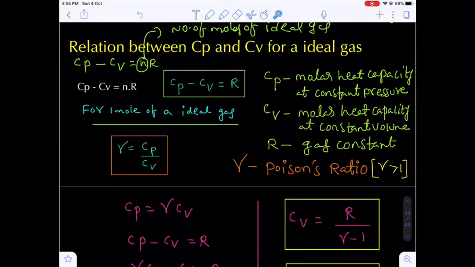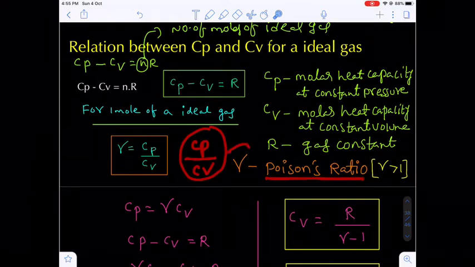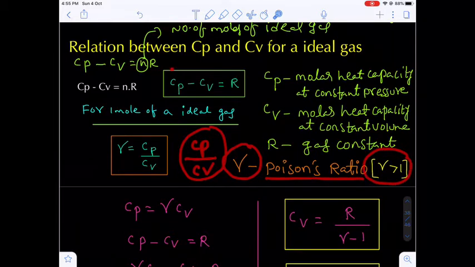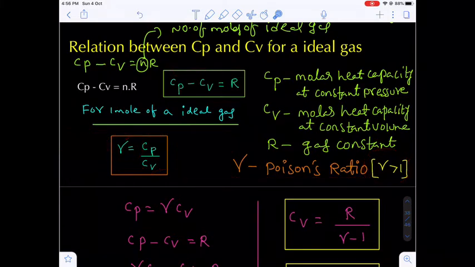Now one more important one, the ratio Cp divided by Cv. The ratio between the molar heat capacity at constant pressure and at constant volume is called the Poisson ratio. It is also known as gamma, which is always greater than 1 because the Cp value is always greater than Cv. That means the numerator is always greater than the denominator. That's why the Poisson ratio will always be greater than 1. This is very important.